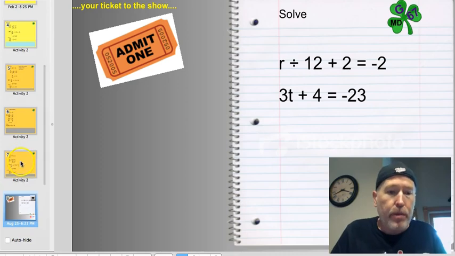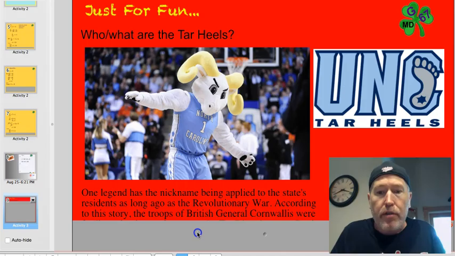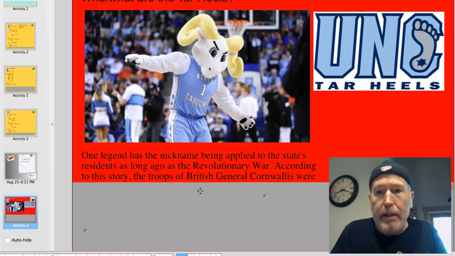And your trivia question: who or what is a Tar Heel? Well, the Tar Heels from the University of North Carolina, and you can see a little bit of tar on the heel. That's really what they're talking about.